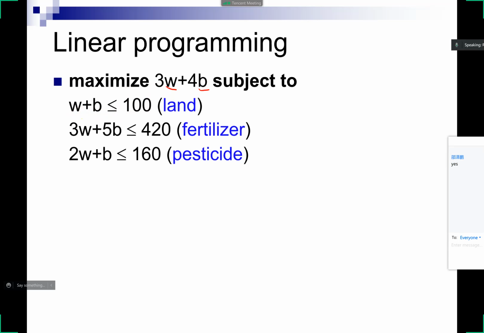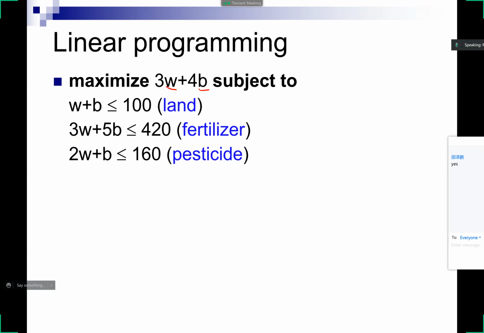And there can be other constraints. For example, for each acre of wheat, he might have to use 3 kilograms of fertilizer, and for each acre of barley that he plants, let's say he has to use 5 kilograms of fertilizer. Suppose this farmer only has 420 kilograms of fertilizer. In that case, we have another linear constraint, which is over here. So if you're going to plant W acres of wheat and B acres of barley, then you have to satisfy this fertilizer constraint.